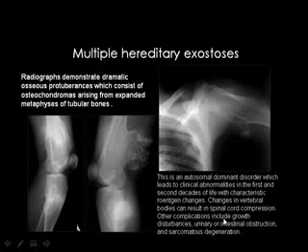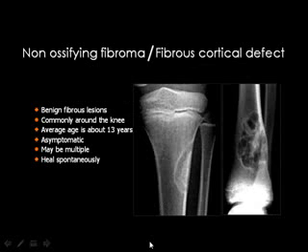Whenever osteochondromas are multiple, then you are dealing with hereditary exostosis, or what we call diaphyseal achalasia. And you can see this is an autosomal dominant disorder, characterized by multiple osteochondromata and abnormal bone remodeling, as you can see in this case.